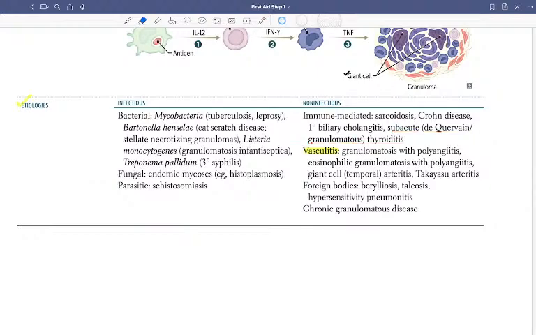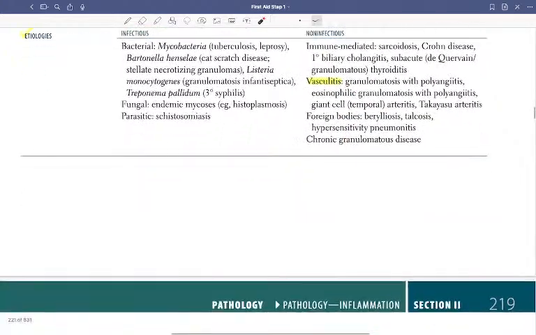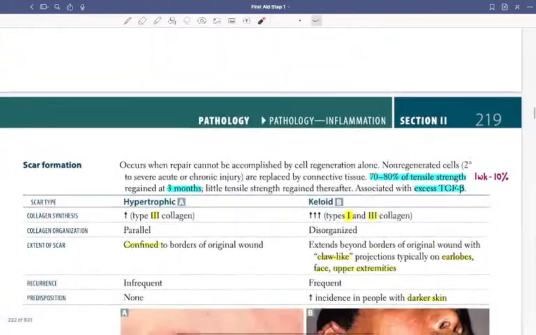Next, primary biliary cholangitis, granulomatosis with polyangiitis, eosinophilic granulomatosis with polyangiitis, temporal arteritis, Takayasu, Wegener's, berylliosis, talcosis, and chronic granulomatous disease. So all that is this thing.